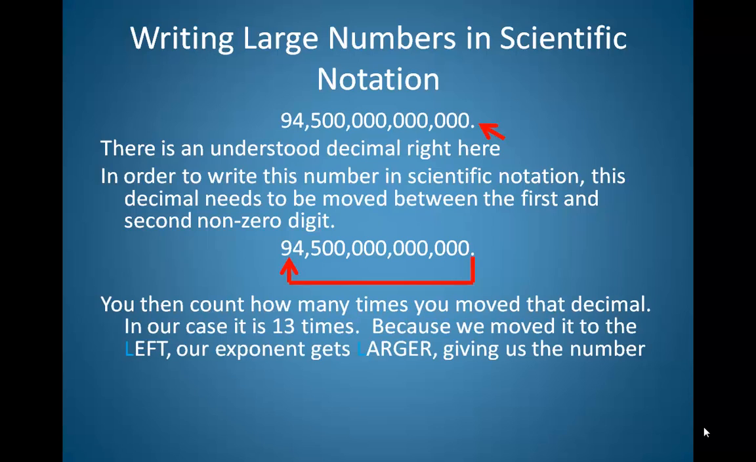Then we count how many times we move the decimal. In our case, we moved it 13 times. Because we moved it to the left, our exponent gets larger, giving us the number 9.45 times 10 to the 13th. So remember, left, larger, left, larger. Move the decimal to the left, your exponent gets larger.